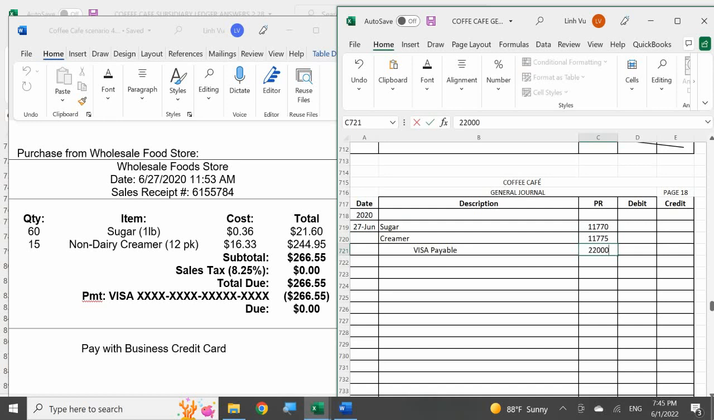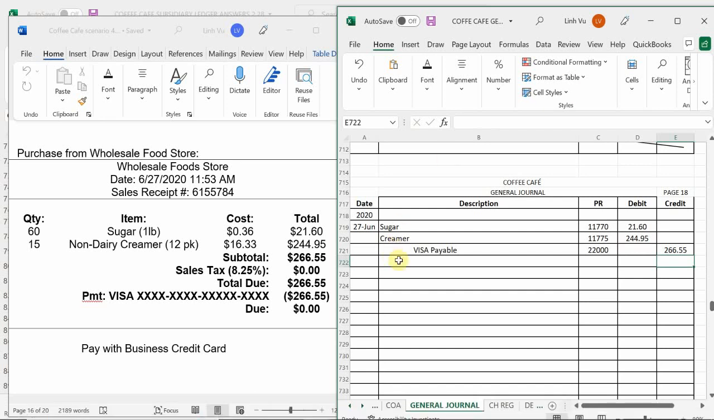And of course, our credit card is 22,000. So let's see, how much did we spend on sugar? $21.60, and we purchased the coffee creamer for $244.95, right? No tax because it's food. Okay, so in this case, boom, we charge a total of $266.55 to our Visa credit card.